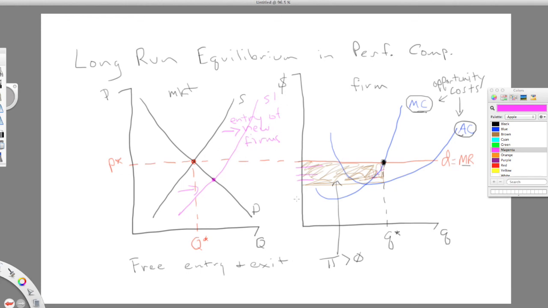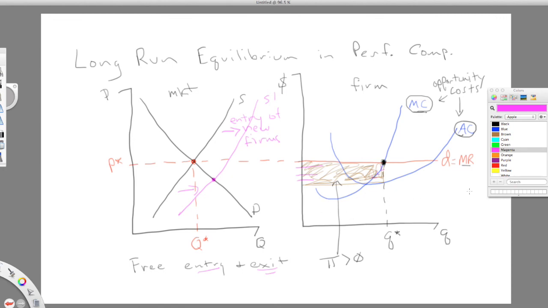Now likewise, I don't want to redo the picture again, but if we started off with costs that were quite high or prices that were very low, then we would have not the entry part of the story, but the exit part of the story. Firms would exit, the supply curve would shift the other way, prices would rise, and that loss or that negative profit would start to be eliminated.